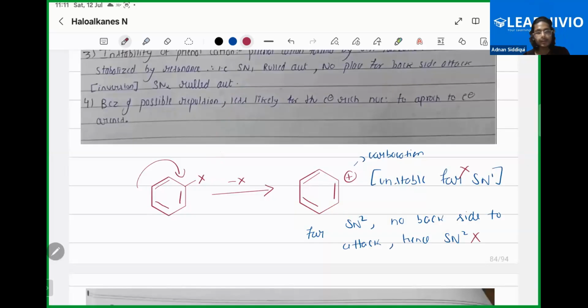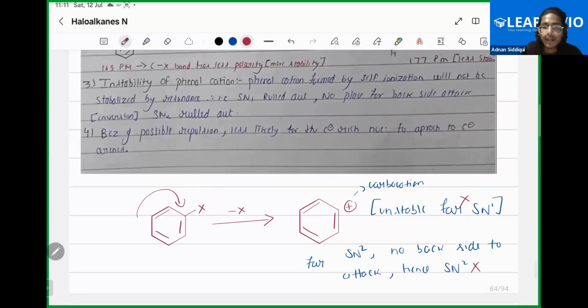The last point is the possible repulsion: it is less likely for an electron-rich nucleophile to approach electron-rich arenes. Our arenes are electron-rich, the benzene ring is electron-rich, and if we have a nucleophile, it is also electron-rich, so they will create a repulsion. So this is again a reason.